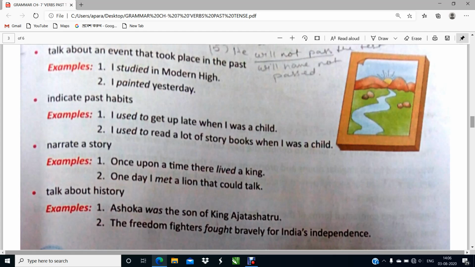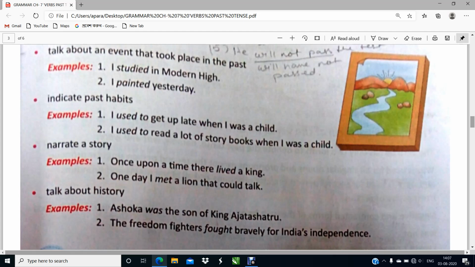When we narrate a story, we always start in past tense, because the story had occurred beforehand and we are writing it now. So how do we start? See here, once upon a time there lived a king. Once upon a time there lived a king named Dashrath. He had four sons. They were named so and so. So these are always written in past tense.